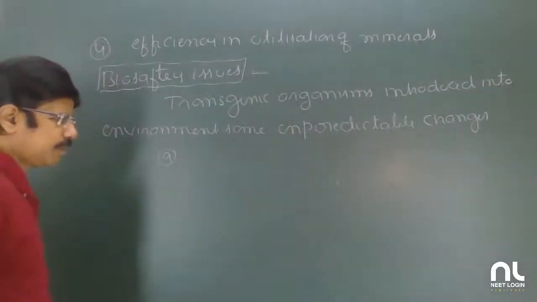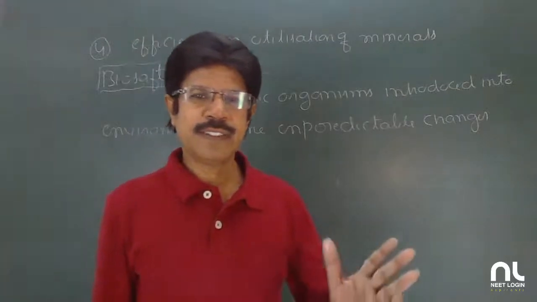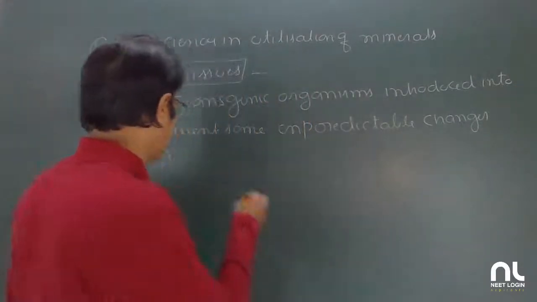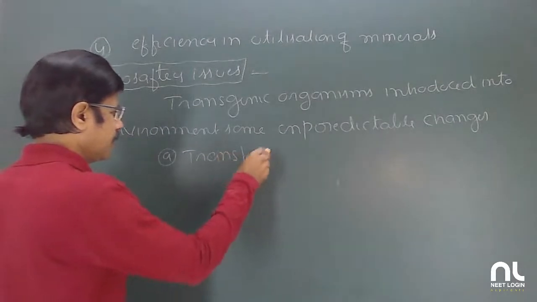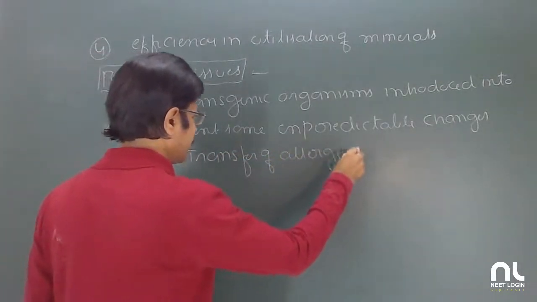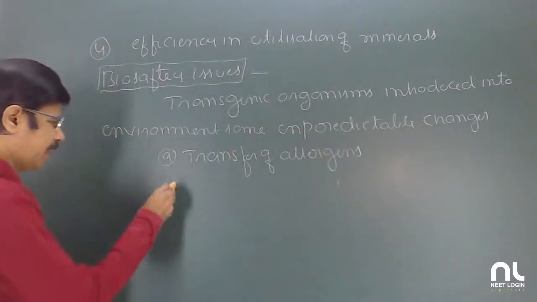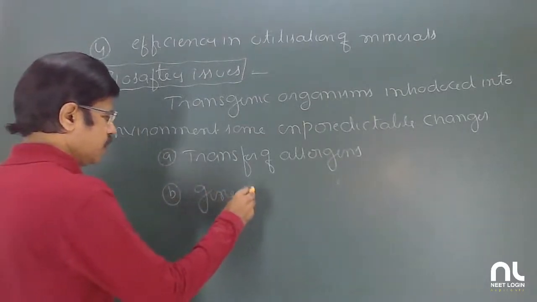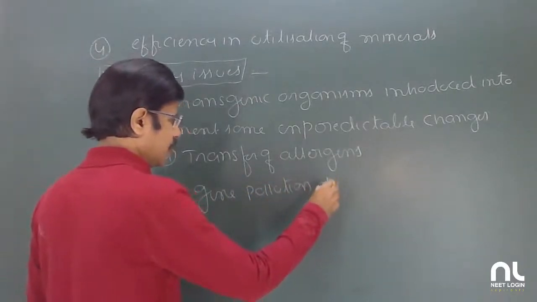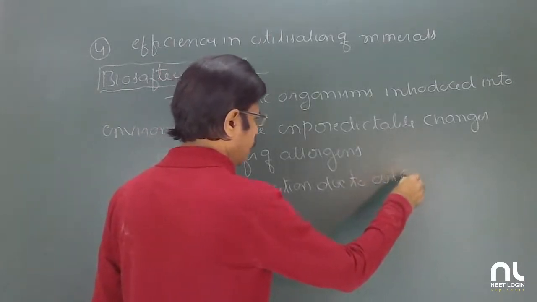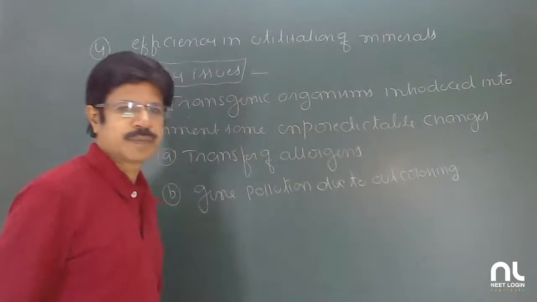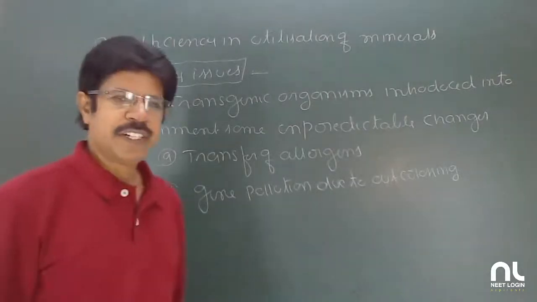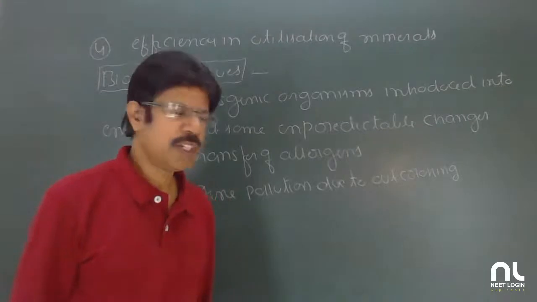In this, direct transfer of allergens, because the genes are transferred from bacteria, fungi to the plant, and we may consume it. So transfer of allergens may happen. And gene pollution due to outcrossing. Gene pollution due to what? Outcrossing. So when it is pollinated, it may result in gene pollution.